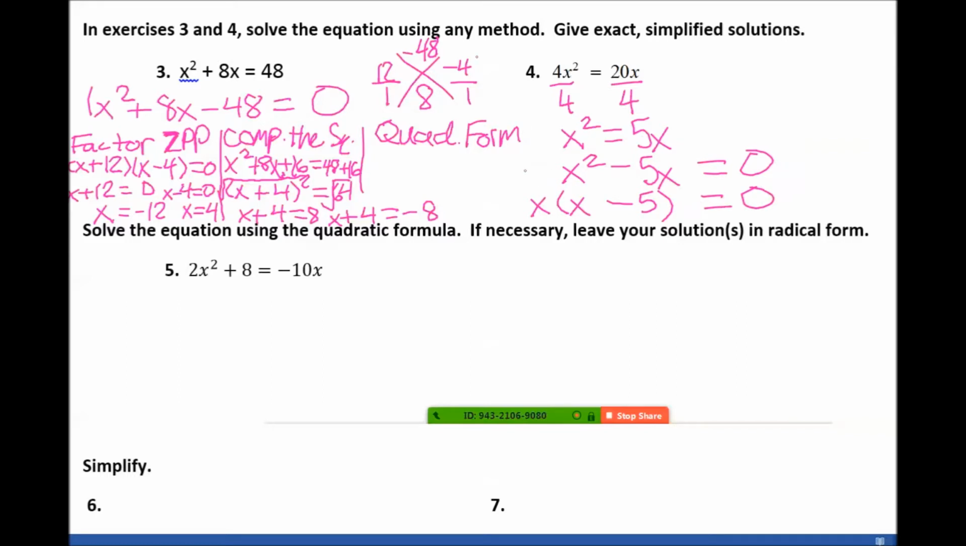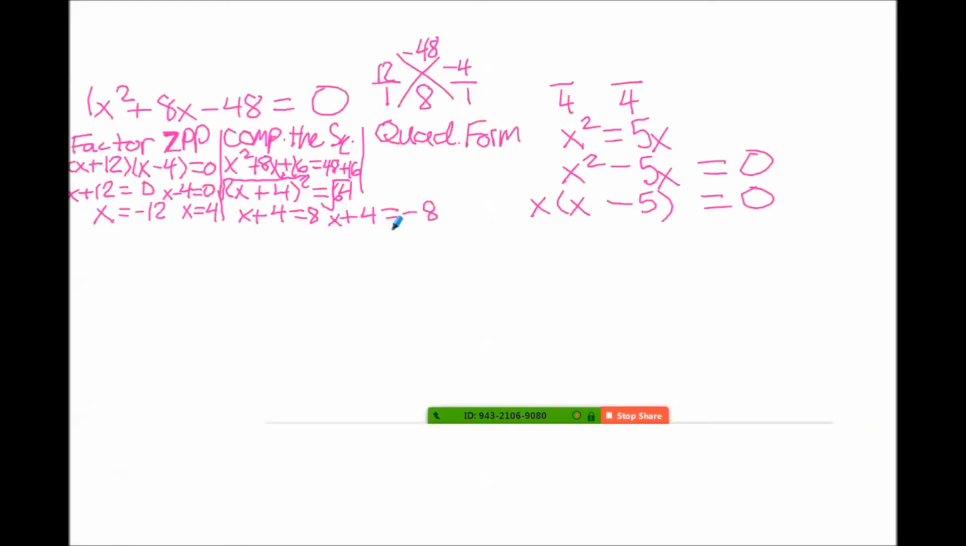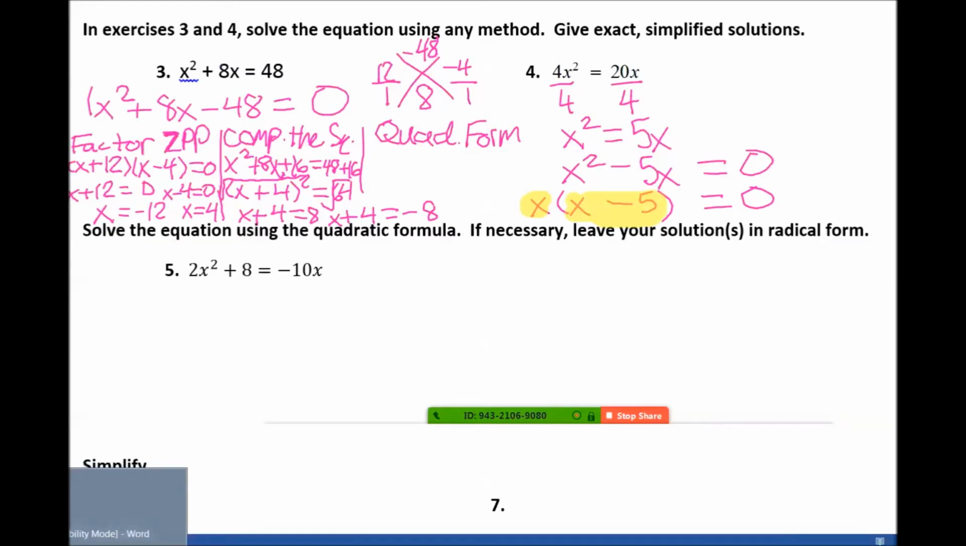X is a factor. I'll highlight it. X is a factor. It will not load. It's just so slow. Oh, no. And now my computer just crashed. Hold on. Okay, x is a factor, and x minus 5 is a factor. I'm going to try to reload this. Let's see if it works. Yeah, it did.